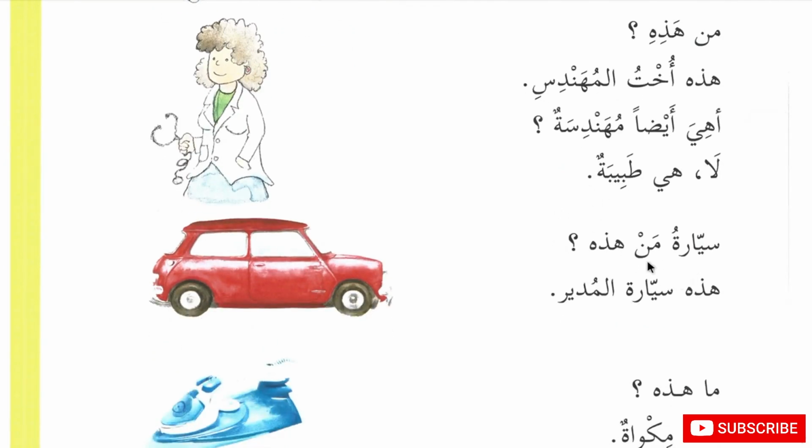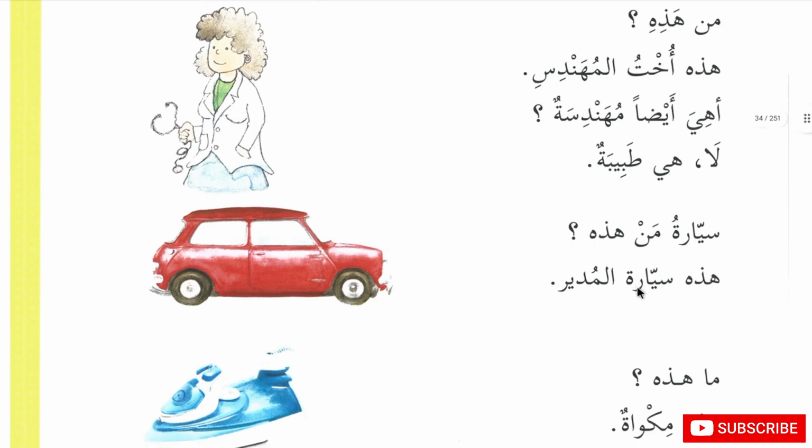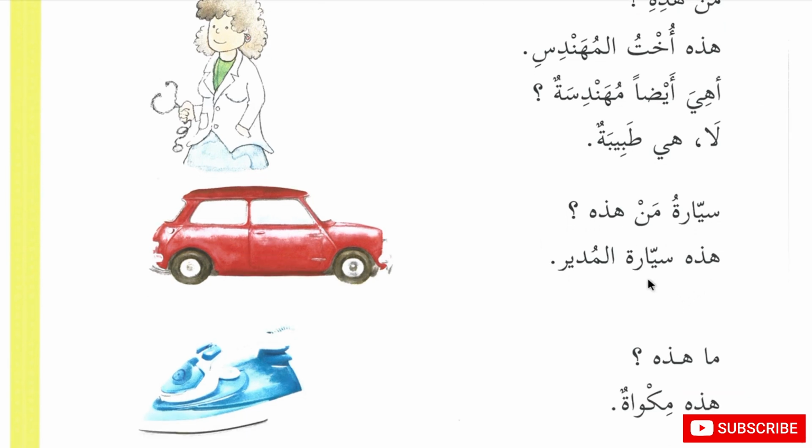سيارة من هذا. This is a possessive construction. It's إضافة. This is مضاف. This is مضاف إليه. So instead of saying, for example, سيارة حامد, the car of Hamid, we're saying سيارة of who's this. Basically saying, whose car is this? هذه سيارة المدير. This is the car of the principal. The word سيارة has the تاء مربوطة. This is a sign that this is feminine. This is a feminine word in Arabic.